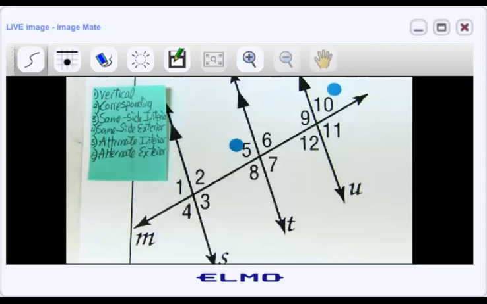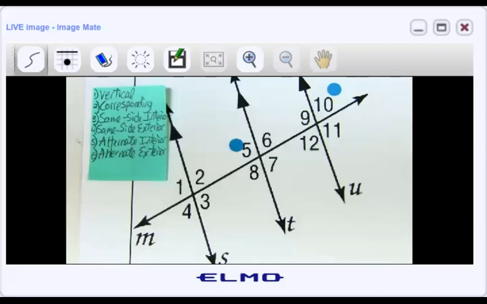Not same side. Not vertical. No. Alternate. Are they same side or alternate? Oh, alternate. Who's the transversal? Go back to that. Which line is the one that connects them? Line M. Right. So are they on the same side of line M? Yes. So that's going to be our first word, same side.